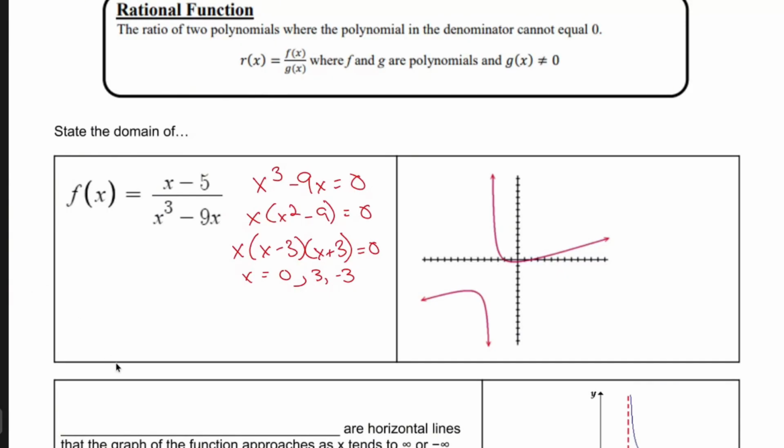So when I write out the domain, my domain is going to be from negative infinity all the way up until negative 3, union, then from negative 3 to 0, union, then from 0 to 3, union, then from 3 to infinity. Okay, this says all the way up and skip negative 3, all the way up and skip 0, all the way up and skip 3, gone.